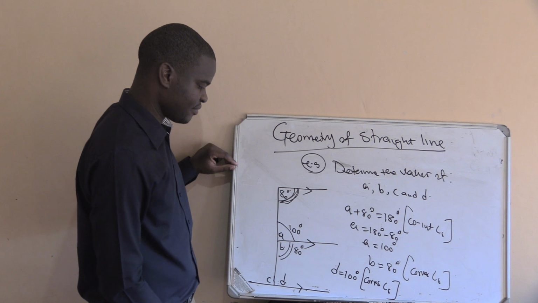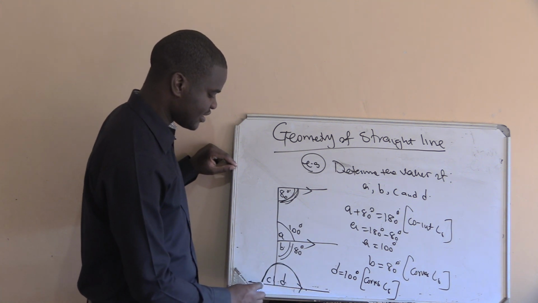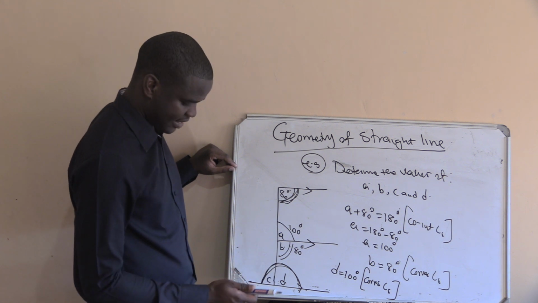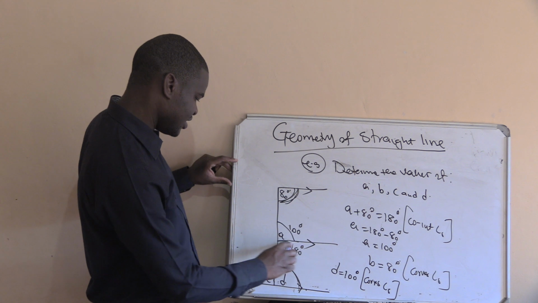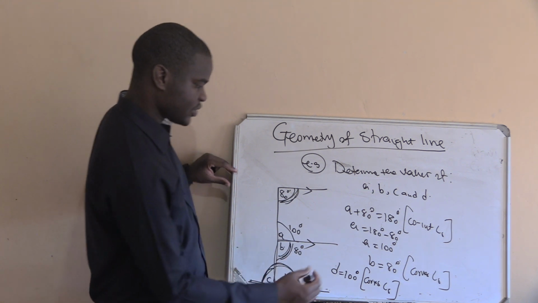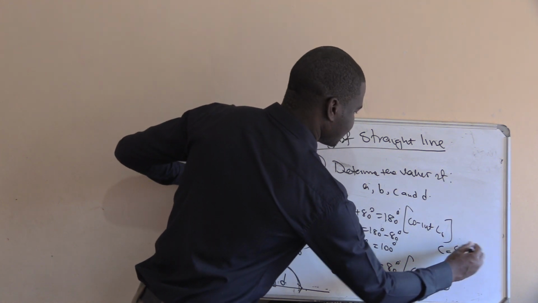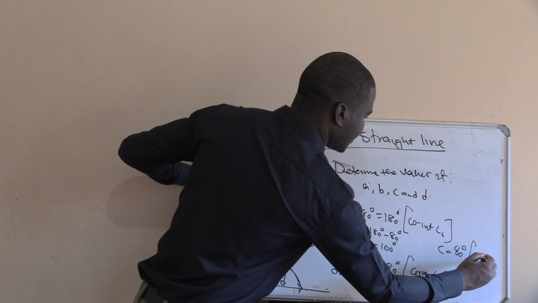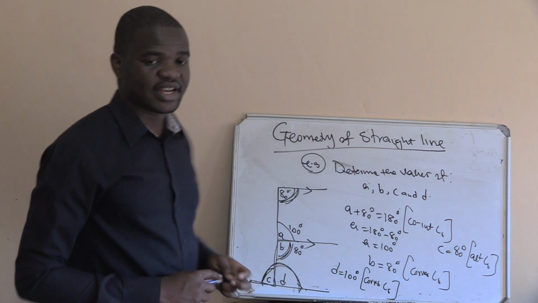What about C? C, you can calculate it by sum of angles on a straight line. You see? Or you can use what? Alternate angles. You see, this is Z. You see? This one and this one are equal. So C is equal to 80 degrees. What is the reason? Alternate angles. You see? So this is geometry of straight line.